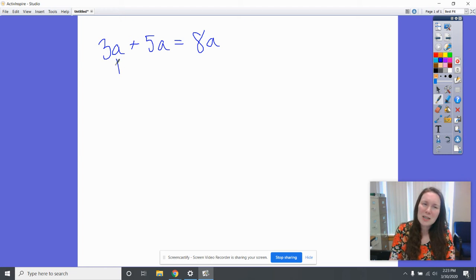So because this was the letter A and this was also the letter A, or in our example, they were both apples, because of that, they are like terms, and therefore, yes, we're allowed to add them together and say that we actually have a total of 8 apples.